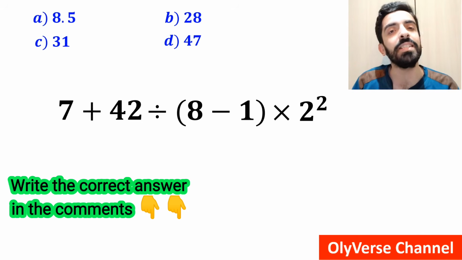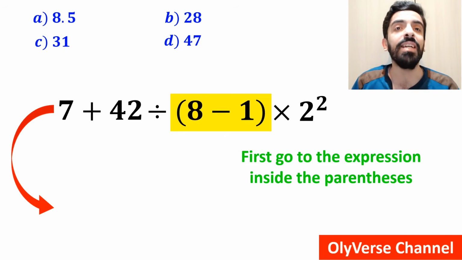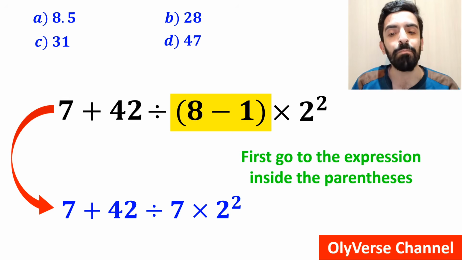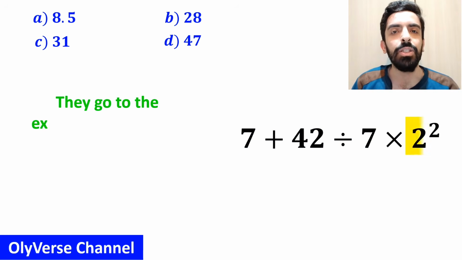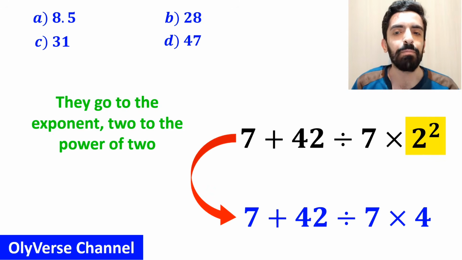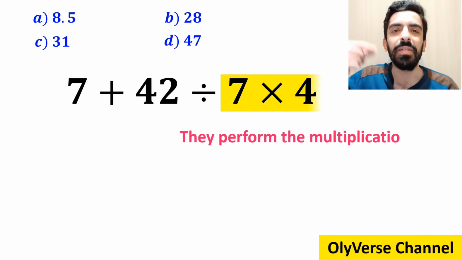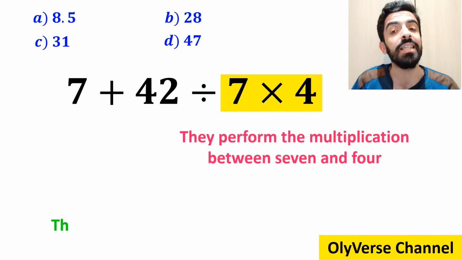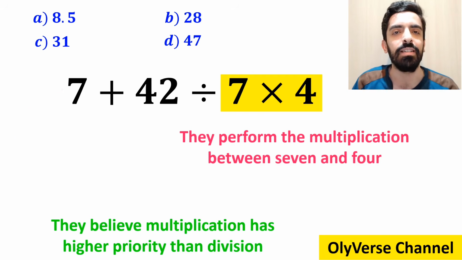Also, some other people when solving this question first go to the expression inside the parentheses and instead of this expression they write 7 plus 42 divided by 7 multiplied by 2 squared. And the next step they go to the exponent 2 to the power of 2 and simplify this expression to 7 plus 42 divided by 7 multiplied by 4. Then they perform the multiplication between 7 and 4 because they believe multiplication has a higher priority than division.